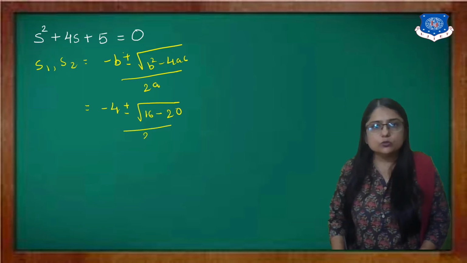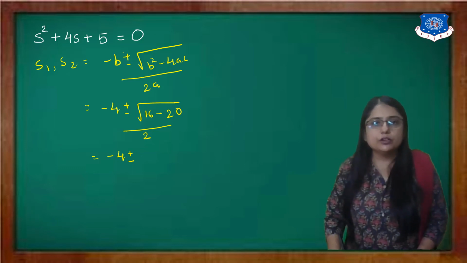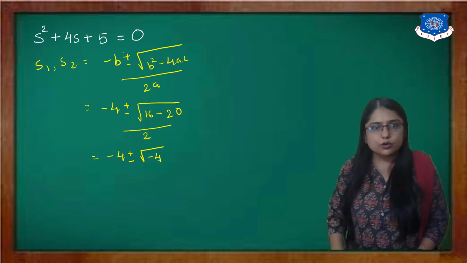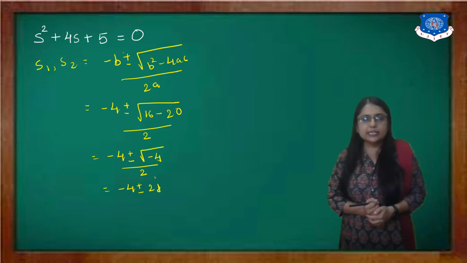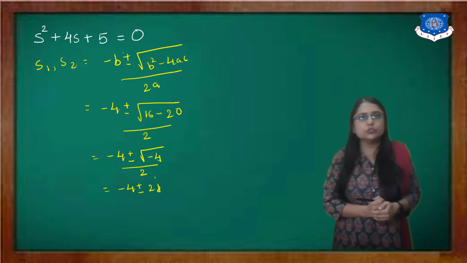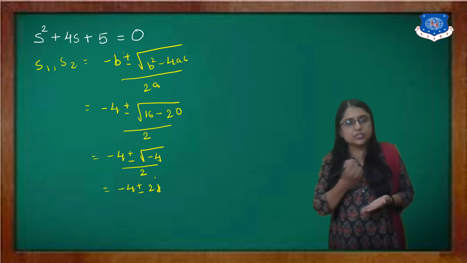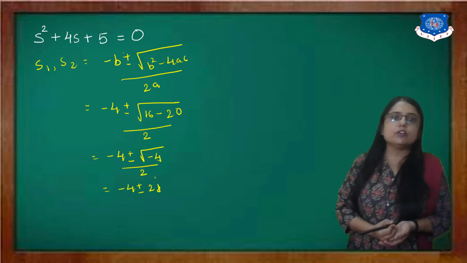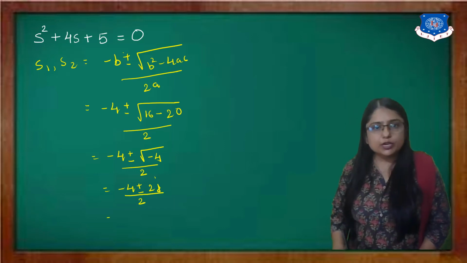It's a 2. So this will become minus 4 plus or minus the square root of minus 4, upon 2. So I can write this as 2j. Why? Because I can substitute minus 1 equal to j squared, because we know i squared equals minus 1. Here we are just writing j instead of i. So j squared equals minus 1. Divide it by 2. So what I get: minus 2 plus or minus j.